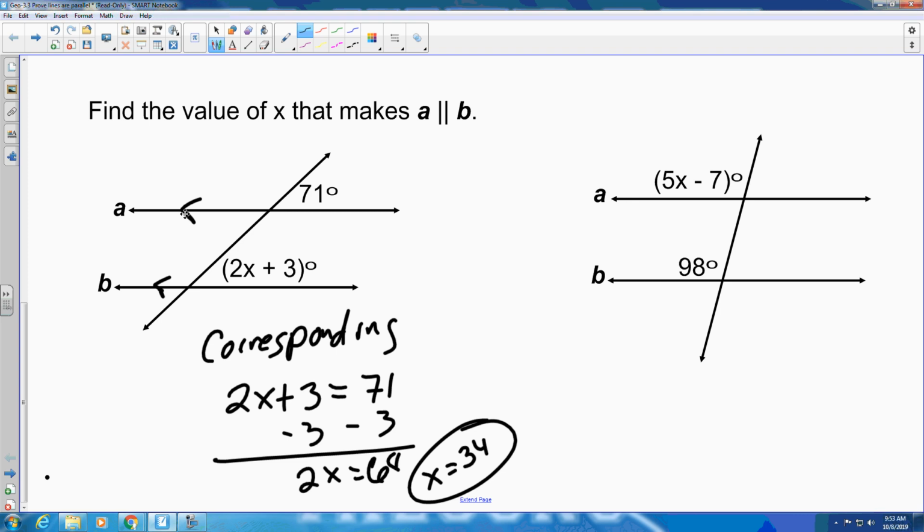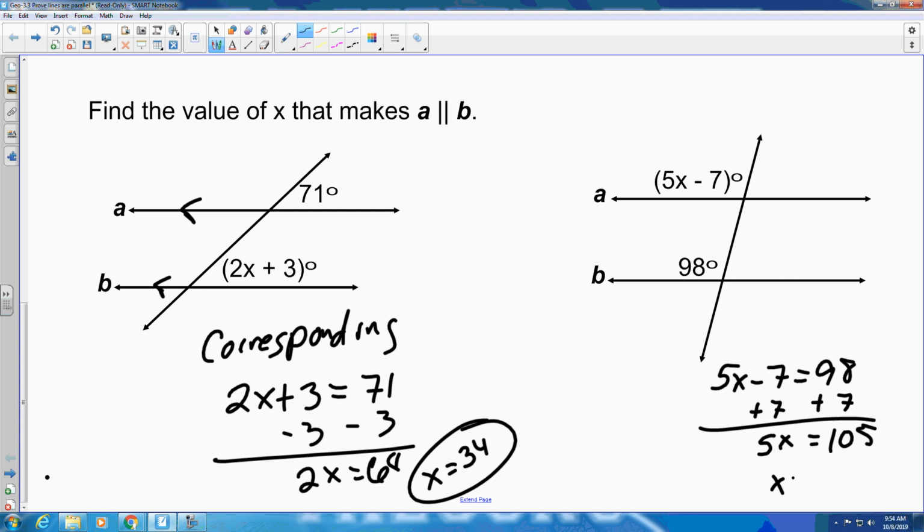Same thing goes here, corresponding angles with 5x minus 7 and 98. I can say that 5x minus 7 is equal to 98. Add 7 to both sides. I get 5x equals 105. Divide everything by 5. X equals 21.